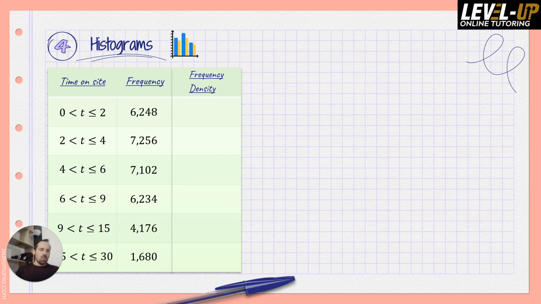So this one is going to be between 0 and 2. So the frequency density is then going to be 3,124. Same thing with the next one. The width is also going to be 2. So if we divide 7,256 by 2, we get this value for the frequency density. And we can continue down. The next one will be divided by 2 as well.